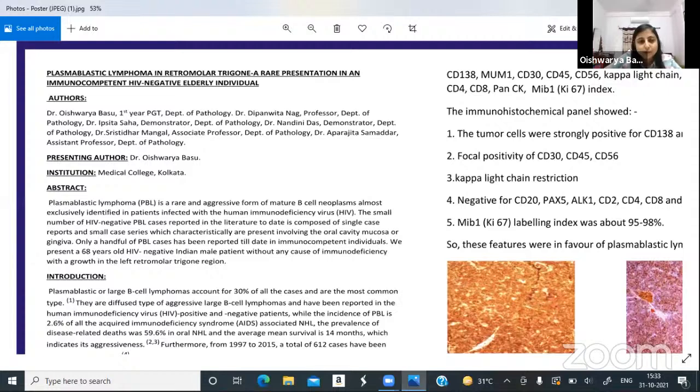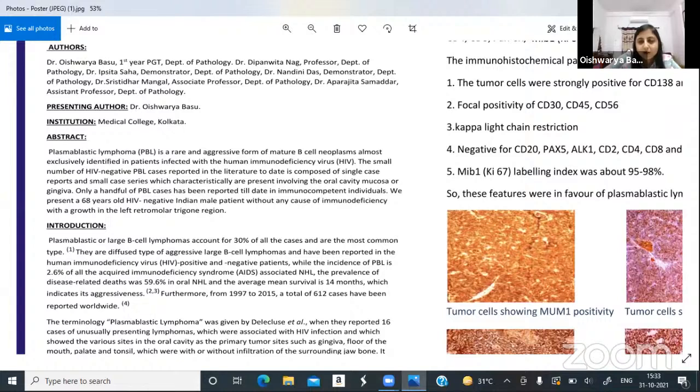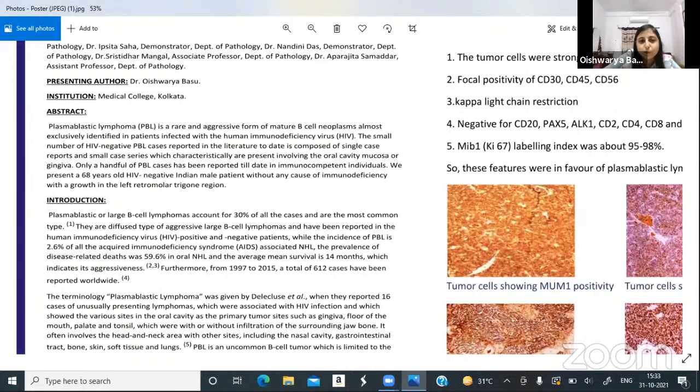Good afternoon, judges and my fellow colleagues. I am Dr. Aishwarya Basu. I will be presenting an e-poster on plasmablastic lymphoma in retromolar trigone, a rare presentation in an immunocompetent HIV-negative elderly individual. Plasmablastic lymphoma is a term first described by Delecluse. It is a rare and aggressive form of mature B-cell neoplasm, almost exclusively identified in patients infected with human immunodeficiency virus. The small number of HIV-negative PBL cases reported in literature to date consist of only single case reports and few small case series.